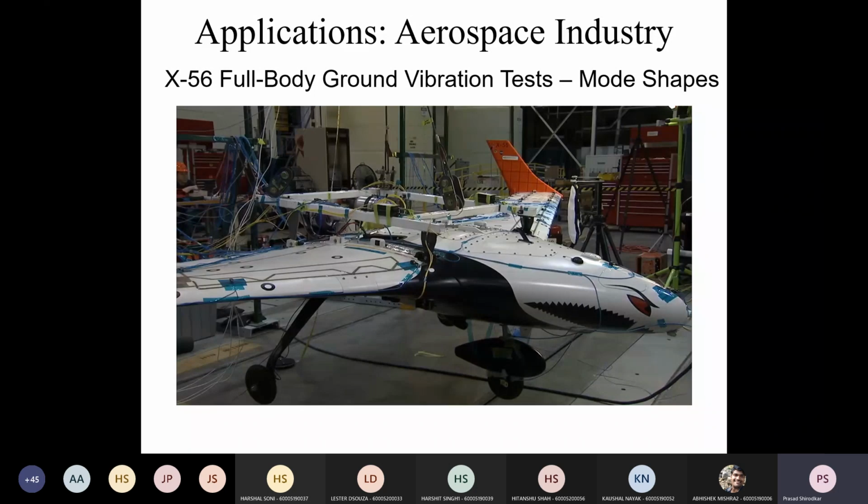Another application is the aircraft industry. When the aircraft is flying, the wind again induces various vibrations, and that will cause the system to vibrate at various mode shapes depending upon the frequency. So let's see. This is a test setup for the X56. The name of this plane is X56, and it is subjected to a full body ground vibration test. Let's see what happens.